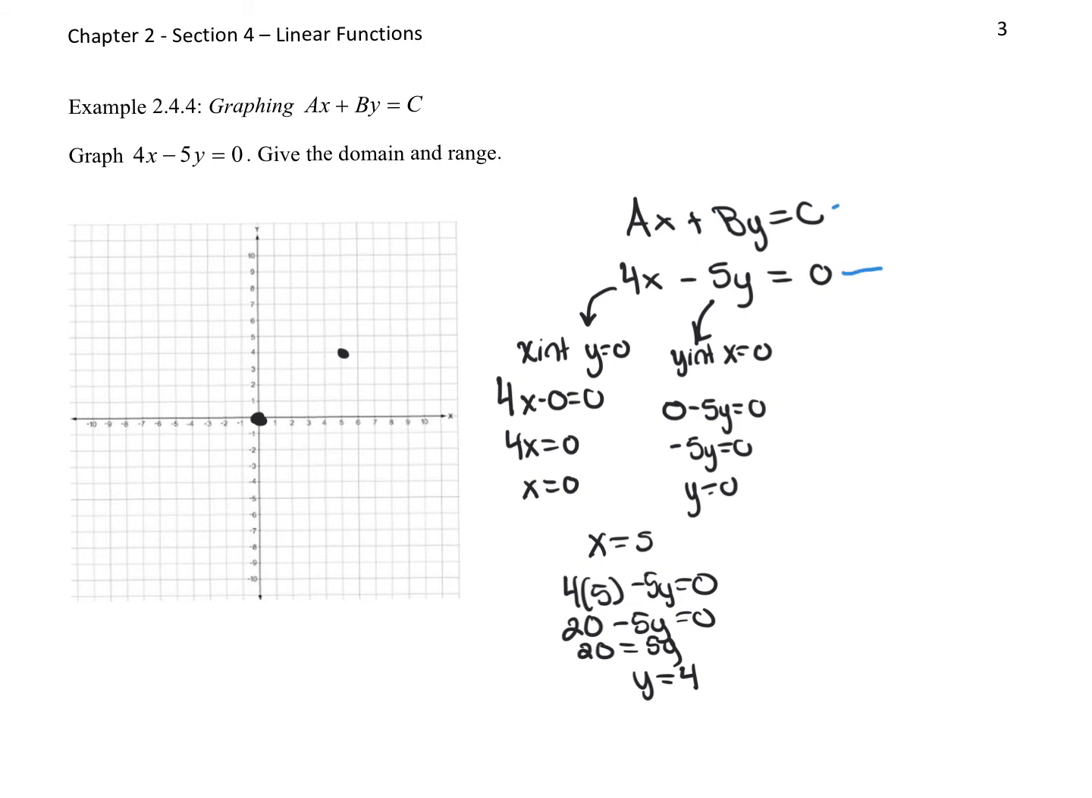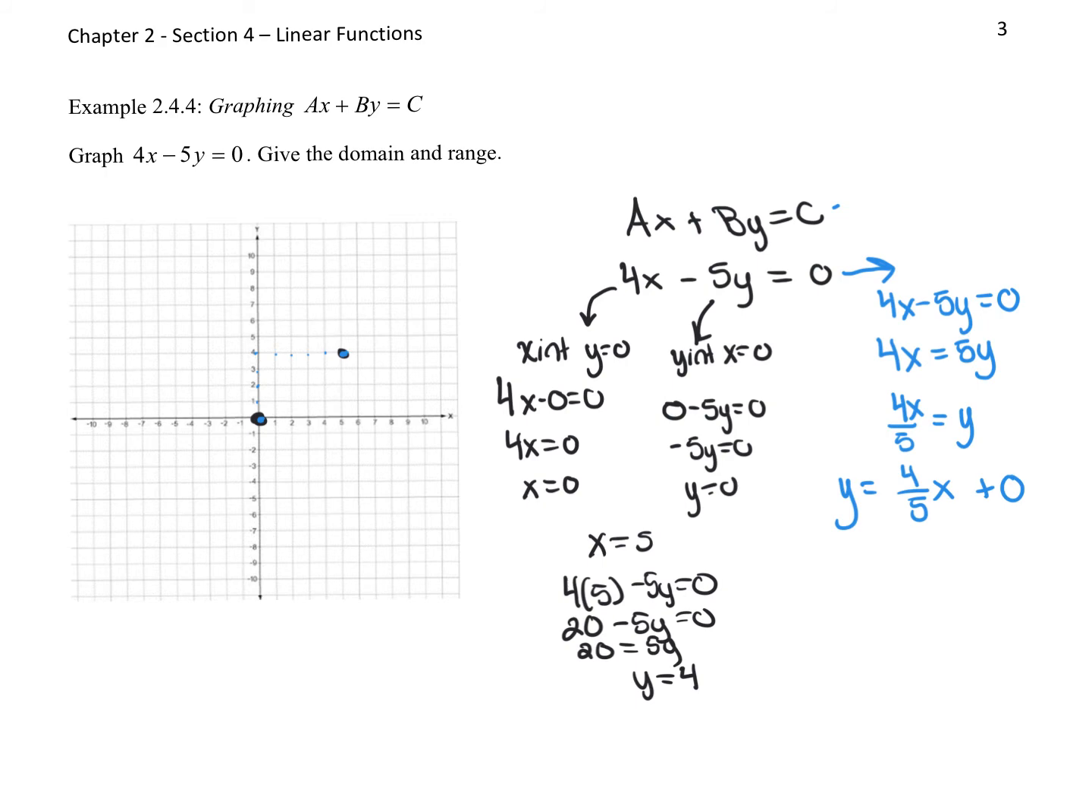Something else you could have done, which I think is what you learned in Algebra 1, is that you solve for y. So 4x minus 5y equals 0. I'm going to add the 5y over. 4x equals 5y. Divide everything by 5. So 4x over 5 equals y. I'm just going to rewrite that. y equals 4 over 5x, and then a plus 0. That 0 is my y-intercept, and that slope says go up 1, 2, 3, 4, and over 1, 2, 3, 4, 5, which is the same as I already had. So you can draw your line.